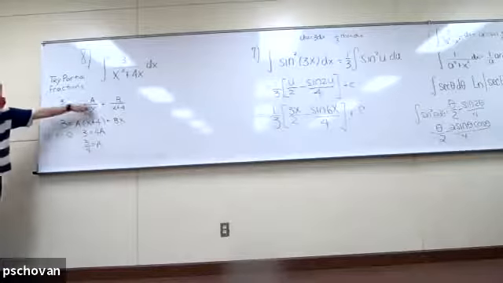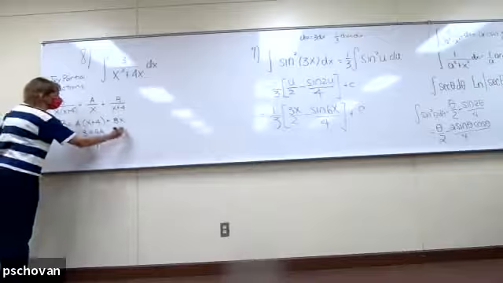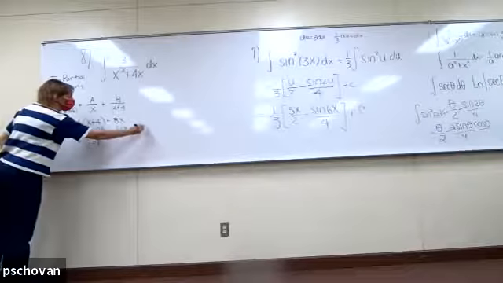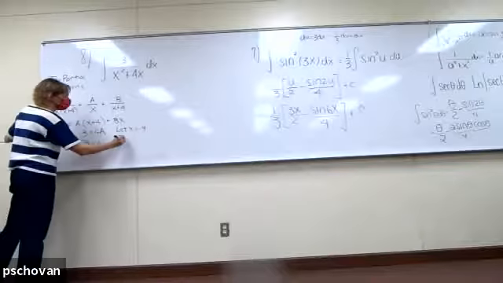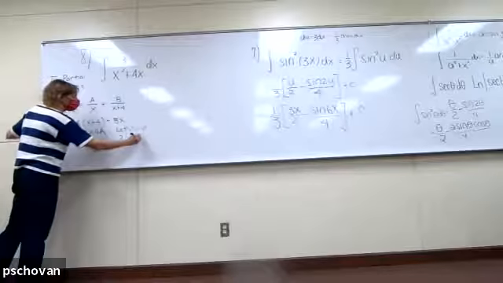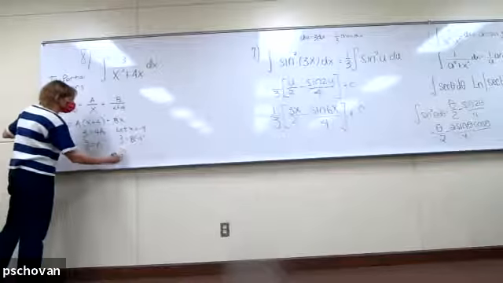So A is 3/4. If you let x equal -4, you'll get B. Over here, the A term will be 0, but I'll have B times -4. So B is -3/4.